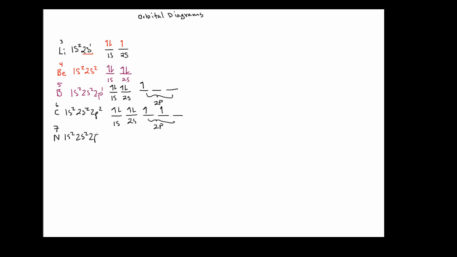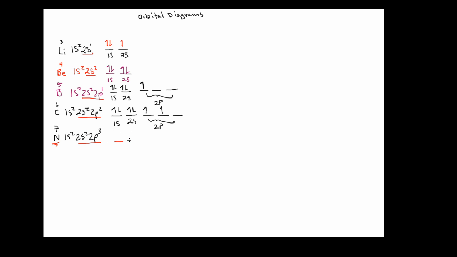2s2 and then 2p3. Right, and just a reminder here as we go through this, I'll go ahead and underline my valences for these, and look at this guy here. 3 and 2 is 5, and you find nitrogen in group 5a. All right, now the orbital diagram.